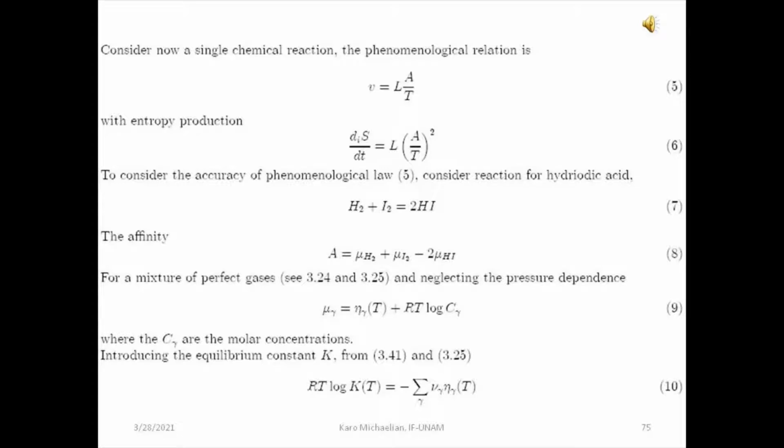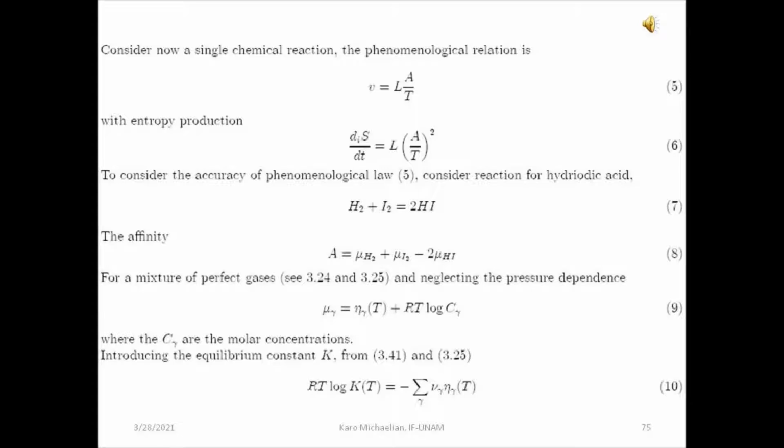Let's consider the accuracy of this linear phenomenological law, equation 5, relating the flow, which is the rate or the velocity of the reaction, to the force, which is the affinity over the temperature. Let's consider it for a particular reaction, in this case the production of hydrochloric acid. If we have a molecule of hydrogen plus a molecule of iodine, that gives us 2 molecules of hydrogen iodide. Another name for hydrogen iodide is hydroiodic acid.